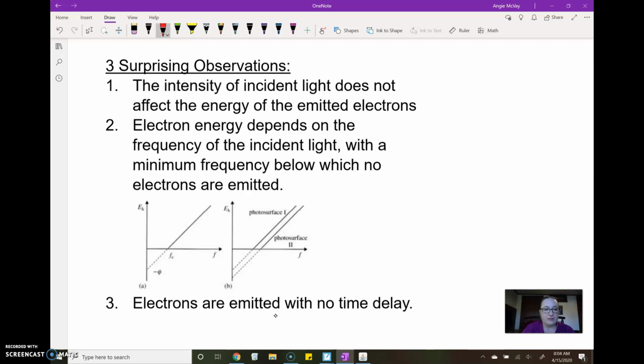The second surprising finding was that the electron energy did depend on the frequency of light, with a minimum frequency below which no electrons were emitted. So energy was related to frequency. The number of electrons emitted was related to intensity of light. And then we saw that the electrons are emitted with no time delay, which is kind of crazy because we know that when materials heat up, they emit electrons also.